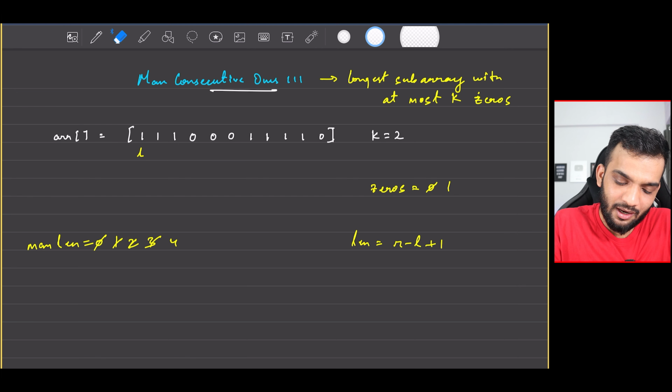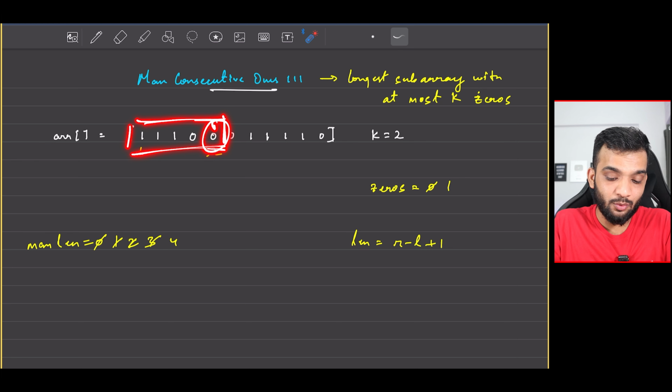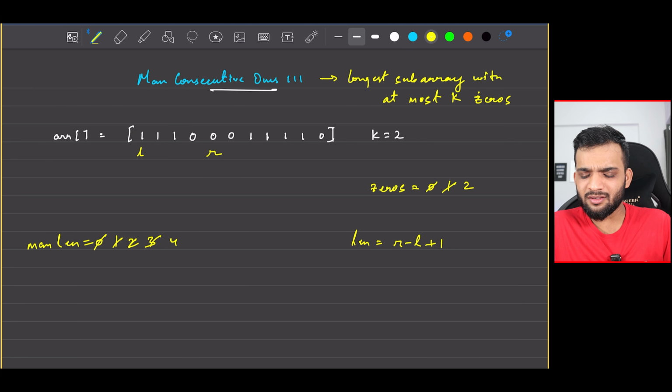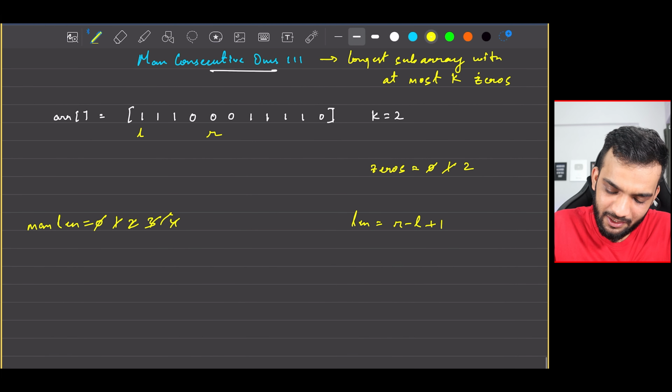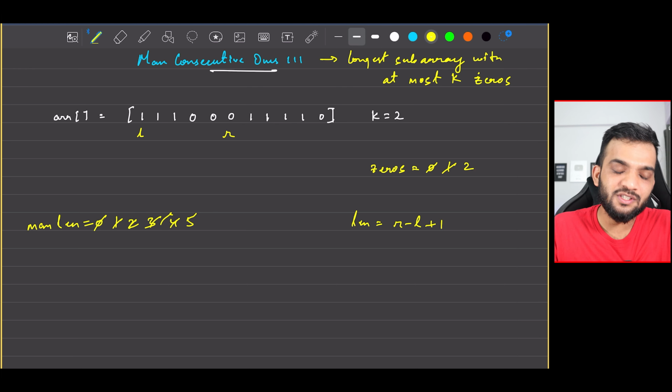Next time, I'll take r and I'll move it here. So this time I'm considering this particular subarray and it has a 0. So thereby, the number of zeros will increase to 2. And again, can I say that the length will be updated to 5? I can, so update the length to 5. Next time, the r moves here.